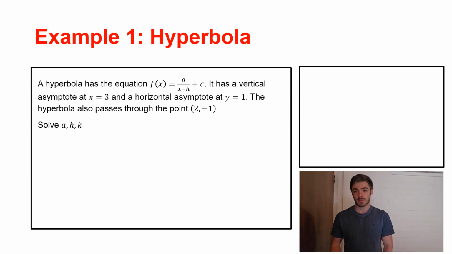In the case of the hyperbola, the information that you're likely to come across is going to be the location of the asymptotes. From our earlier studies in hyperbolas, we know that the vertical asymptote is purely determined by the horizontal translation. So if we have a vertical asymptote at x equals 3, then we know that our horizontal translation term h must have been 3. We also know that the horizontal asymptote is determined by the vertical translation. So if we have a horizontal asymptote at y equals 1, then our c term must have been 1. After that, we're just going to sub in the known point to solve for a.